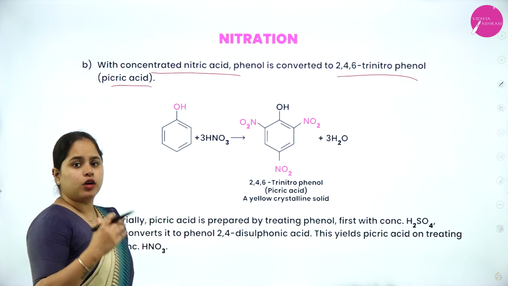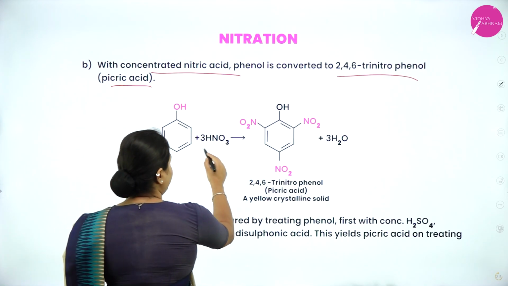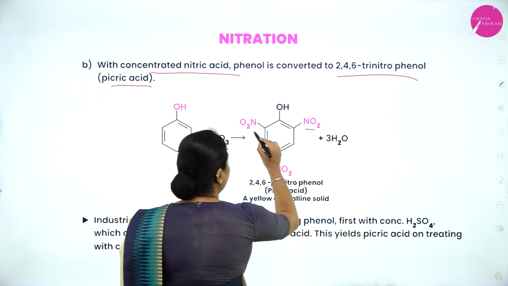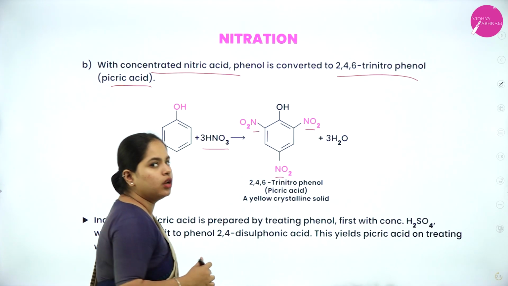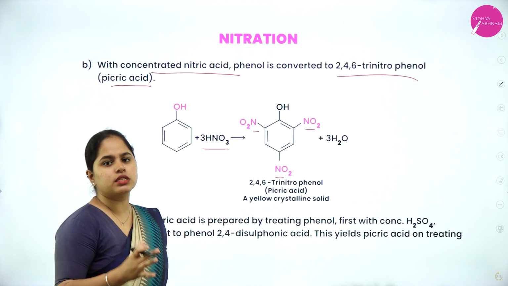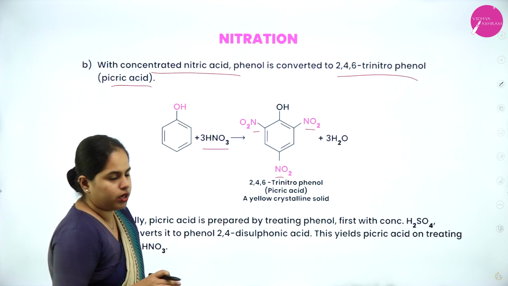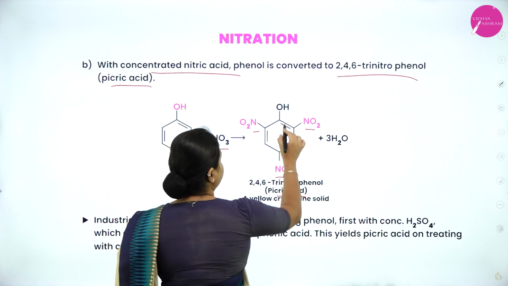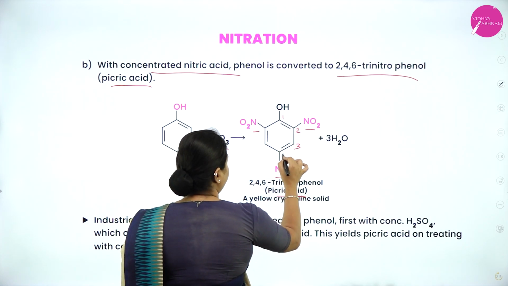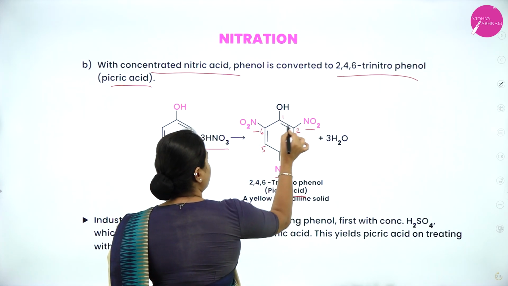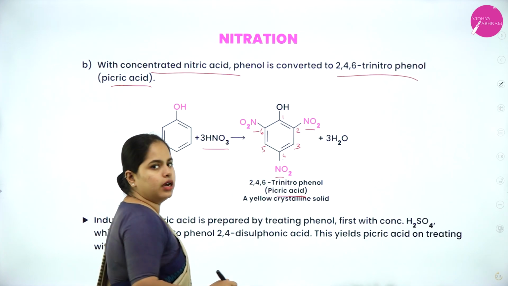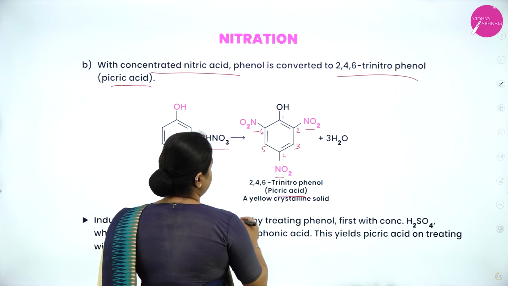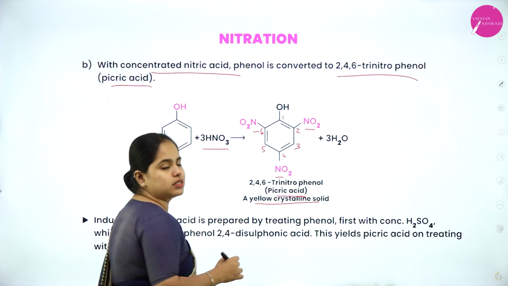If you're using concentrated nitric acid, what is going to happen? In all the ortho and para positions, the nitro group will be substituted. This is called picric acid by its common name. If you are numbering 1, 2, 3, 4, 5 and 6, then 2,4,6 trinitrophenol is called picric acid, and it is a yellow colored crystalline solid.